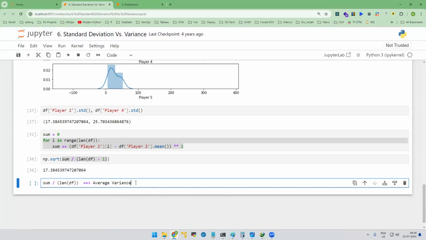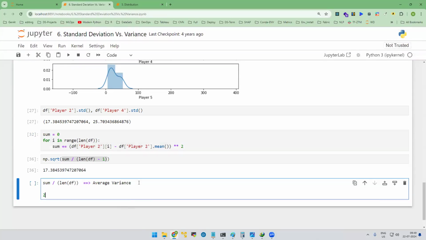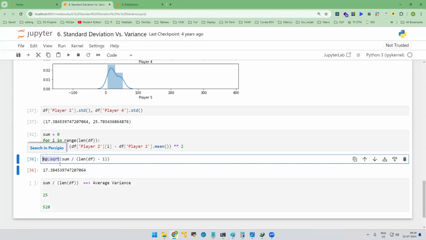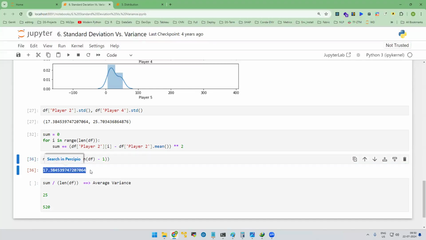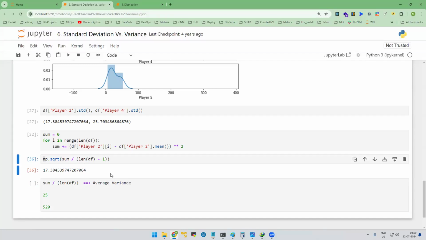The problem here is we have squared this value, but what is the average? Let's take the average is 25. But during this calculation, we squared all the values. Let's say 625. The overall variance is like 520. So we can't compare this 520 with 25, isn't it? That is the reason we need to apply square root. Then we can easily compare it with the mean. So we can say that it is 17.384 away from the mean.